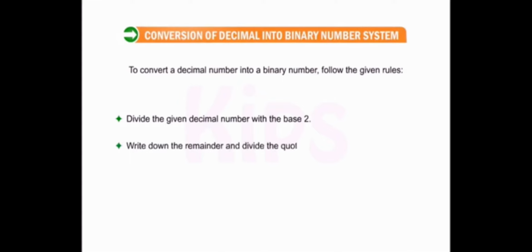Now let's learn how to convert a decimal number into a binary number. The equivalence between binary and decimal numbers can be understood with the given examples. To convert a decimal number into a binary number, follow the given rules. Divide the given decimal number by the base 2. Write down the remainder and divide the quotient again by 2. Repeat step 2 till the quotient is 0. Let us understand the conversion of decimal number into binary number with the given examples.